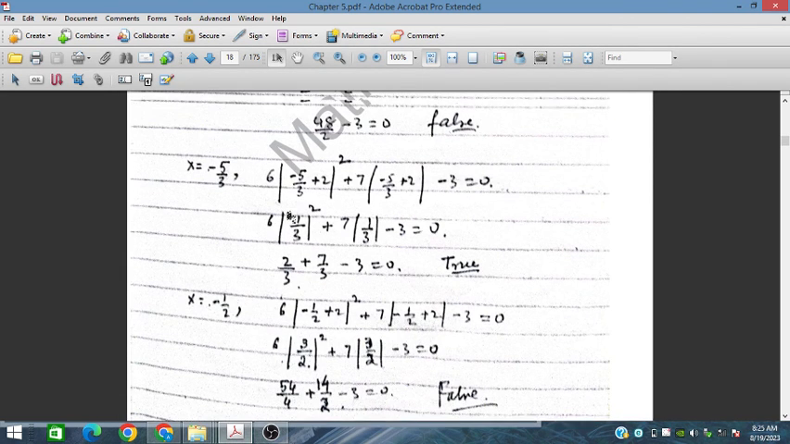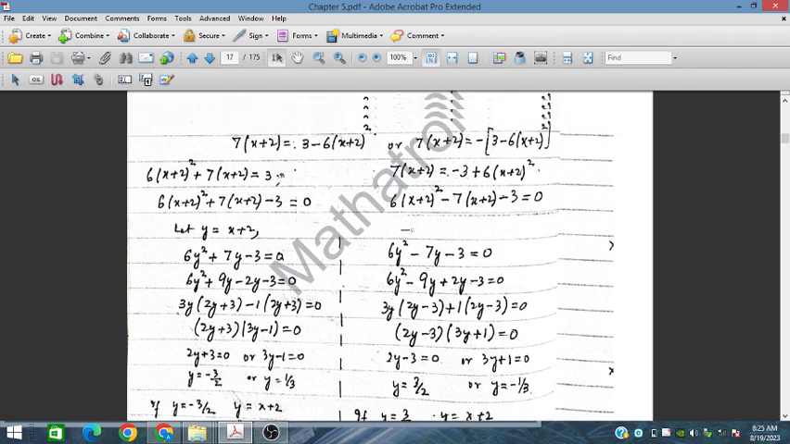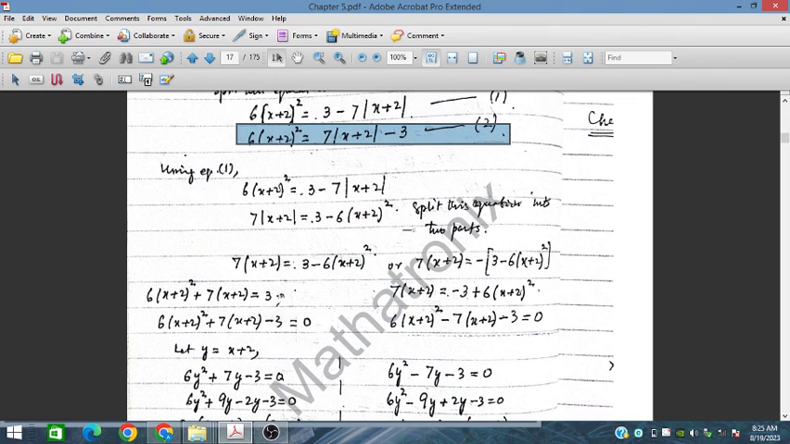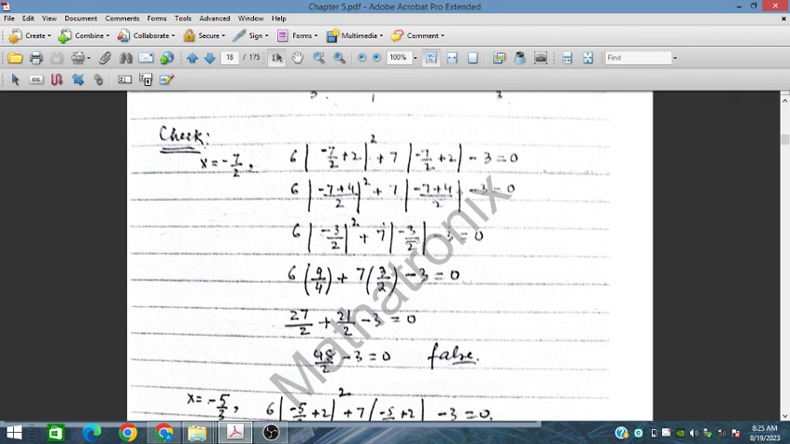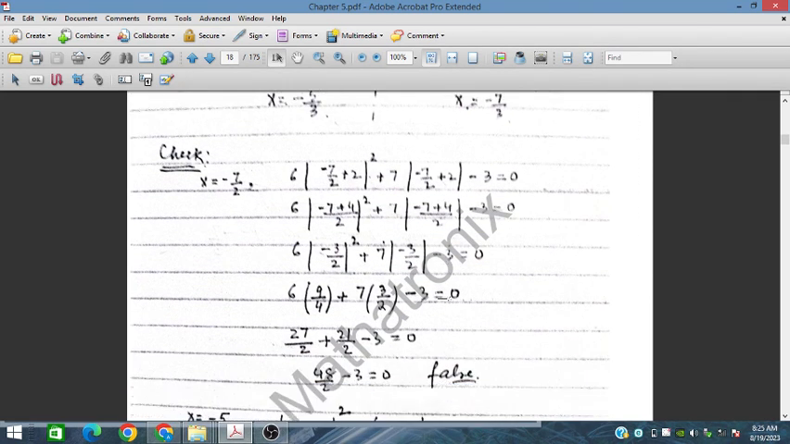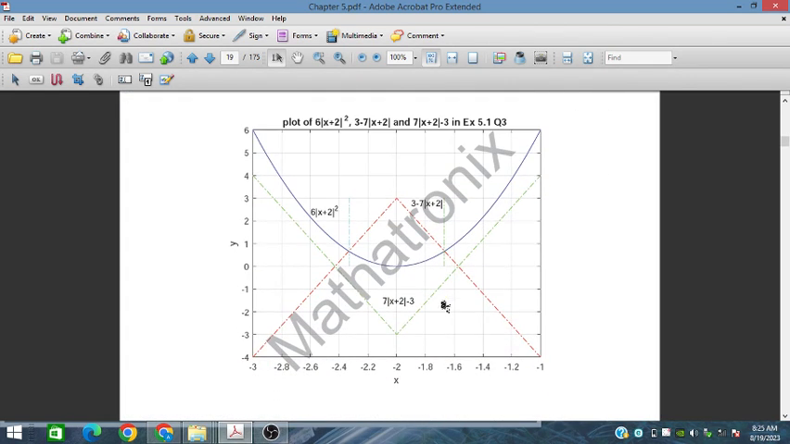From that we have obtained this, and we check all the solutions. Checking, we draw this. This is 3 minus 7 modulus of (x plus 2). This is the graph that we have plotted.